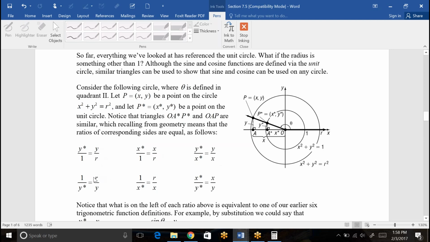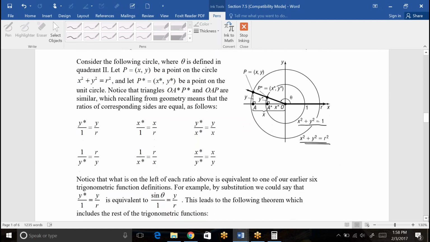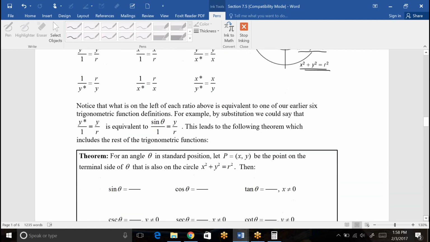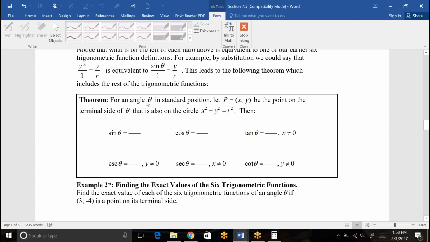This would be cosecant, secant, and cotangent. And then there's another fact here. When you had the unit circle, x squared plus y squared equaled the hypotenuse 1 squared, so that was the Pythagorean theorem. Now we have the Pythagorean theorem where the radius is not 1, so it's now r squared. So for an angle theta in standard position, let P equal (x, y) be the point on the terminal side of theta that is also on the circle x squared plus y squared equals r squared.